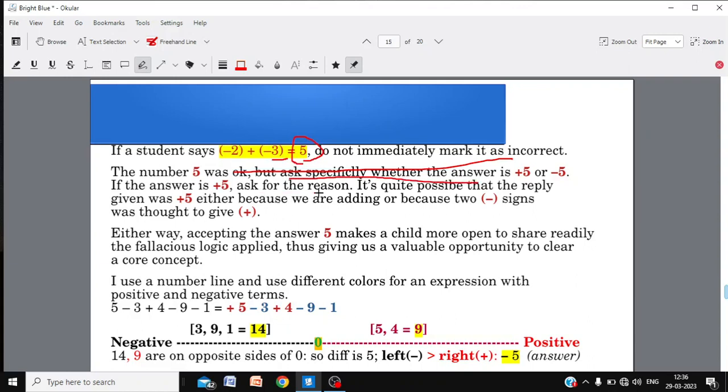Sometimes they will say +5. Ask the reason, because probably they think that minus and minus will make plus. Then you should tell them that minus and minus make plus in case of multiplication, but not in case of addition.